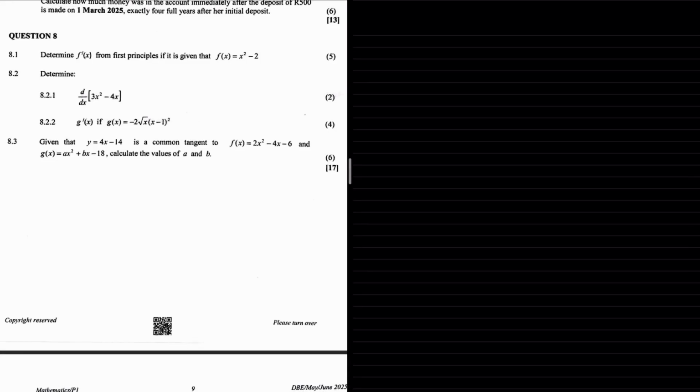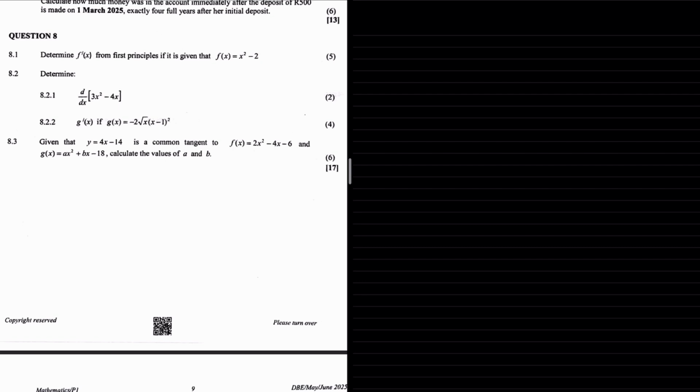Let's take a look at question 8.3. Given that y equals 4x minus 14 is a common tangent to f of x equals 2x squared minus 4x minus 6, and g of x, which is equal to ax squared plus bx minus 18, calculate the values of a and b. Now, the first thing I want to do is work out the coordinate where the tangent touches f of x.